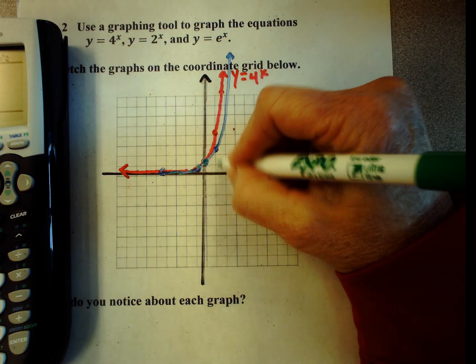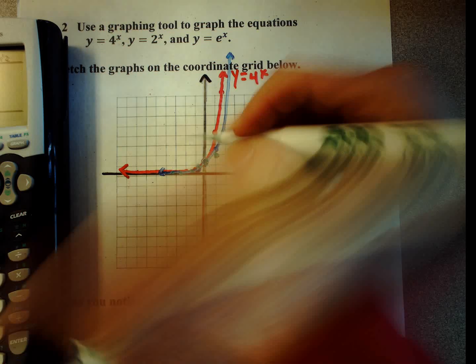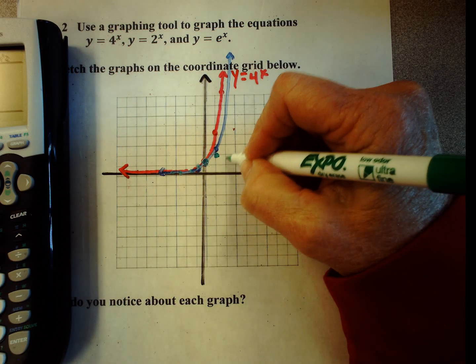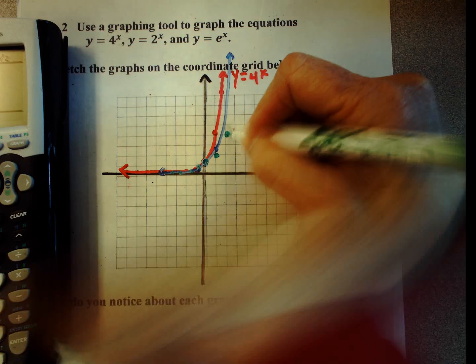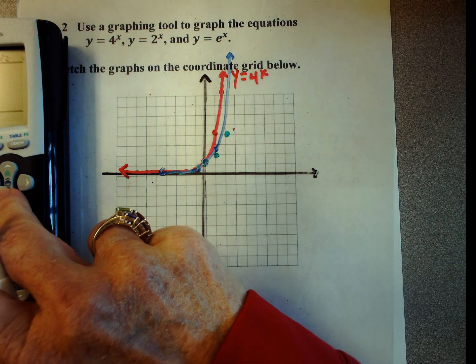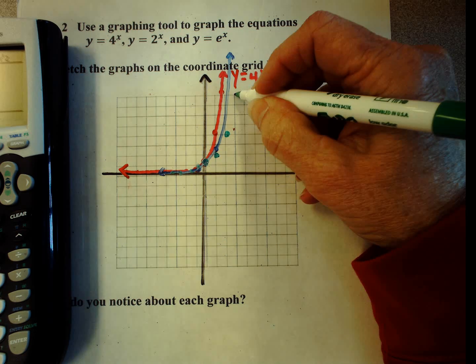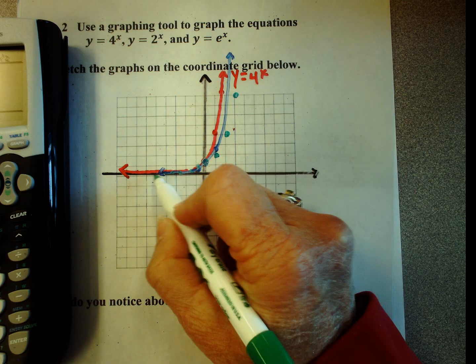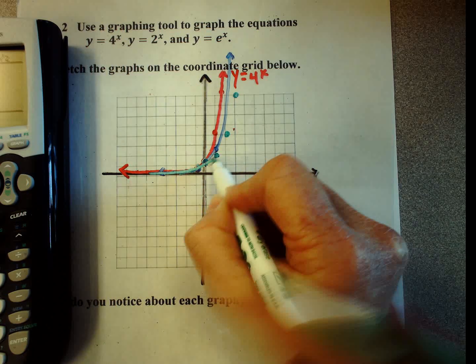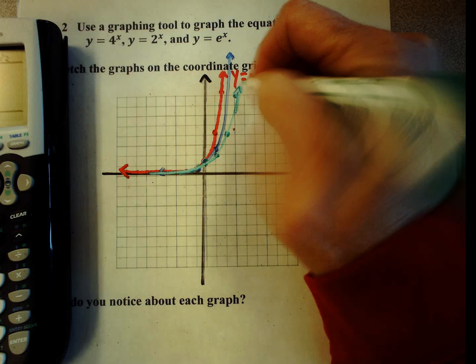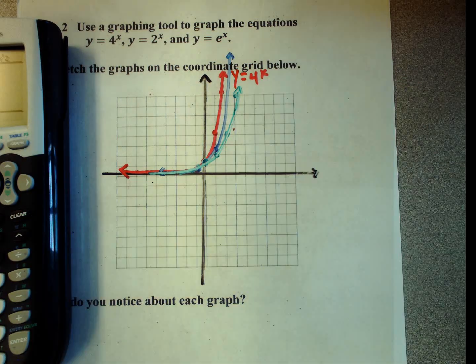1 is at 2, 2 is at 4, 3 is at 8. So here comes the last one. 3 is at 8 up here. So those would be your 3 separate graphs.